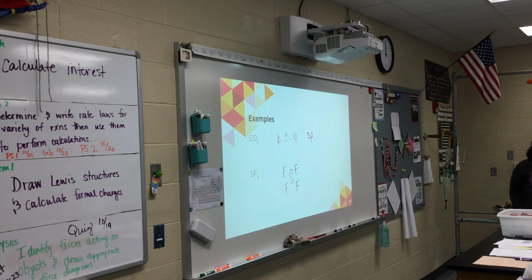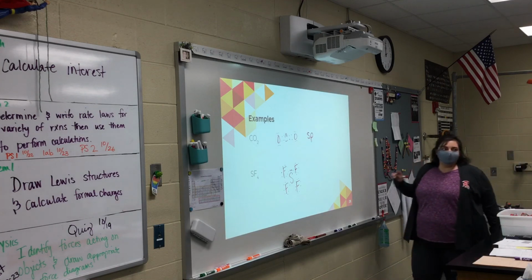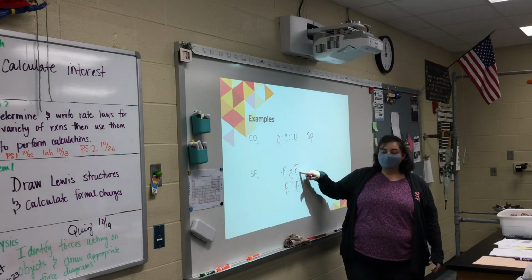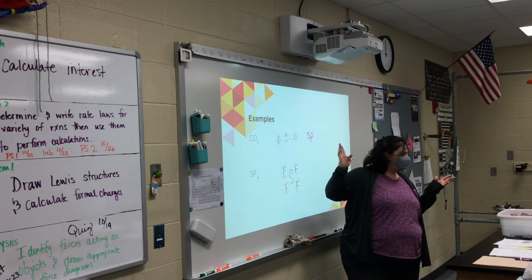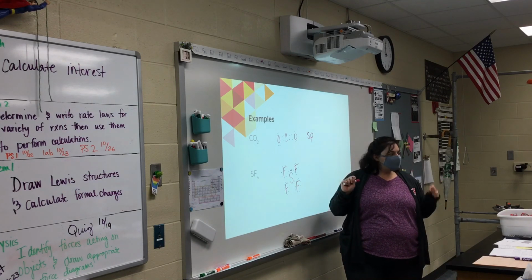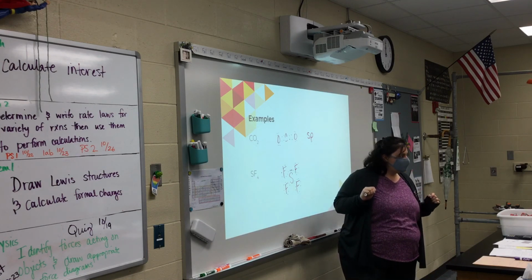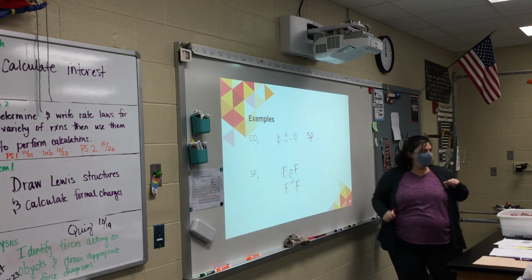All right? If you need to put more dots up there, and you have an element that can have an expanded octet, that's where those dots go, on that element that can have an expanded octet. You do not have to put them as a bond between anything. They are lone electrons there. So fluorine, formal charge, 7 minus 6 minus 1. Formal charge is 0. Sulfur, 6 minus 2 minus 4. 0. Formal charge is 0 for everything.